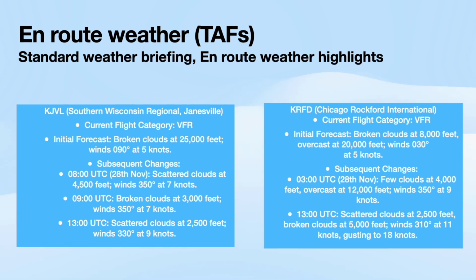By 0300 Zulu on November 28th, conditions improved further, with few clouds at 4,000 feet and overcast at 12,000 feet, with winds shifting to 350 at 9 knots. This forecast confirmed VFR condition along the en route portion.